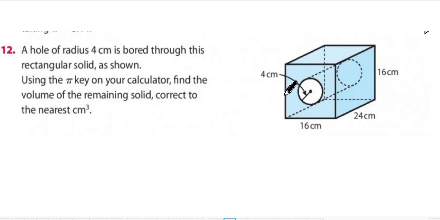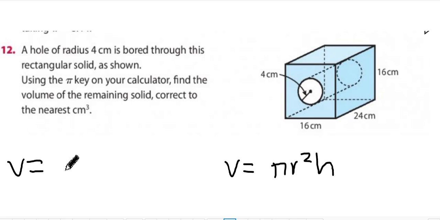Get the volume of the box and then remove a cylinder from it. So the volume of a cylinder is pi r squared h. The volume of the box is length multiplied by width multiplied by height. Please remember, the radius is, what's the radius? And the height?